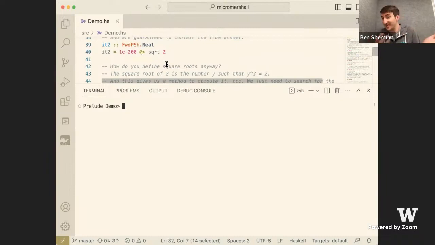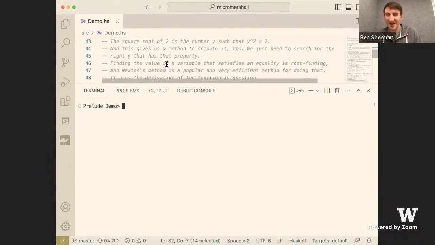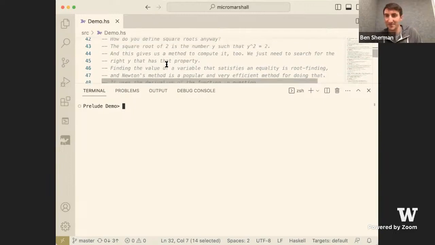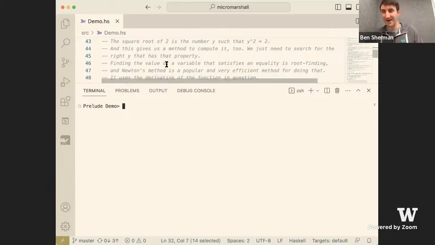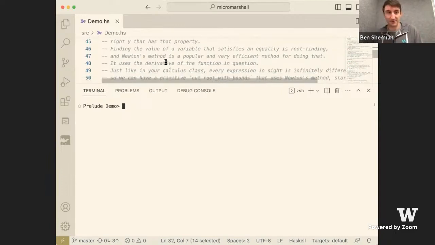Now you could imagine we have our built-ins of numbers, 2, square root. But how do you define square roots anyway? Well, the way you may remember: what is a square root? It's the thing such that if you square it, you get 2. So for square root of 2, that actually gives you a method of computing it. It's essentially just trying to find the thing such that when you square it is 2. So that's a root finding problem. And we know Newton's method is a popular and very efficient method for doing root finding.